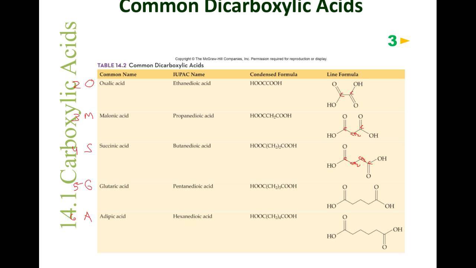So these common names are a lot easier to say: oxalic, malonic, succinic, glutaric, and adipic acid. And you might recognize some of these from biology class, and we'll talk about those in another class.